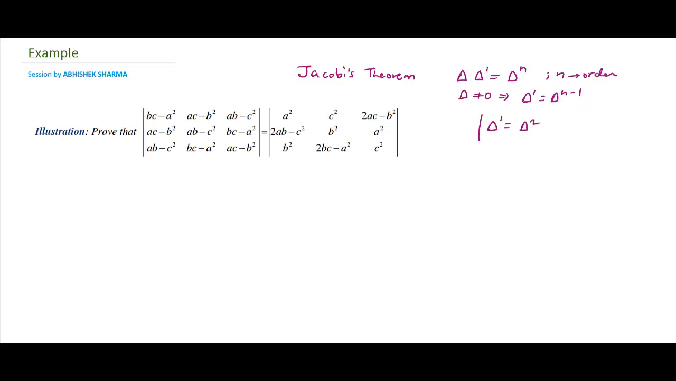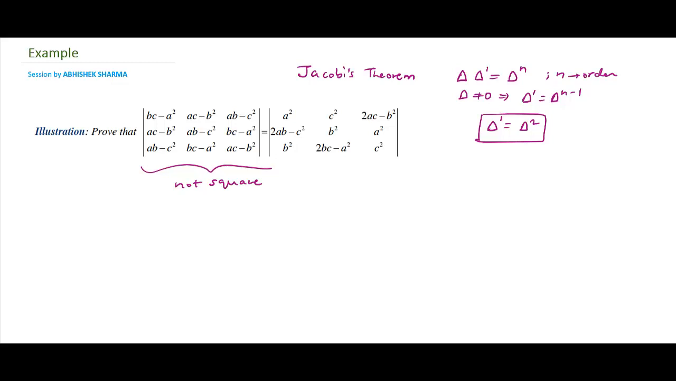Now this was the statement of Jacobi's theorem for a third order determinant. IIT-JEE includes in its syllabus only third order and second order determinants, so we do not have to worry much about the higher order determinants here. So let's look at this question. This is an interesting problem because nowhere does it say that this particular determinant on the left hand side is a square of a determinant, which gives you sufficient motivation to start the problem.